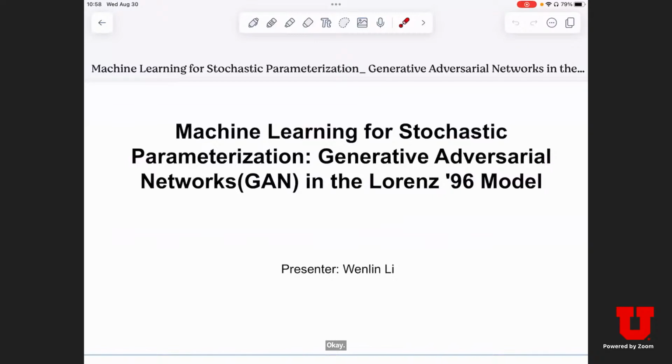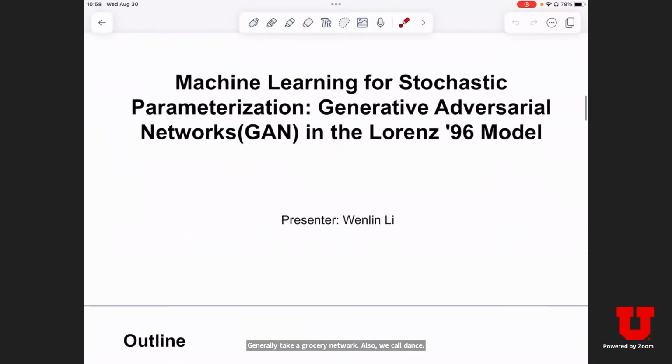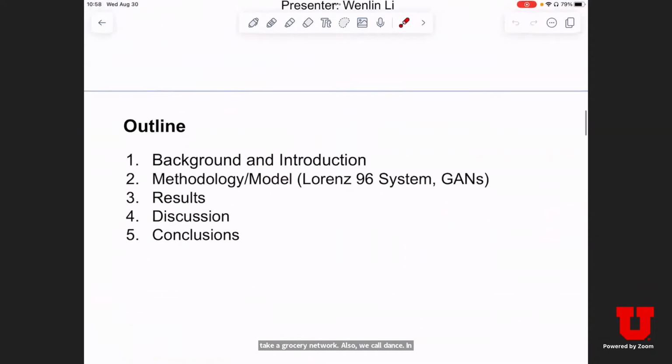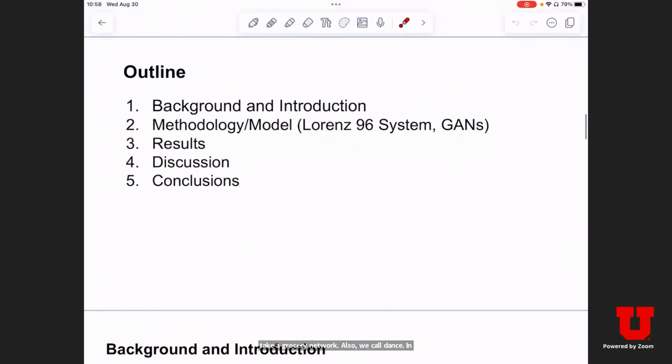Sorry, guys. The next paper is called machine learning for stochastic parameterization using generative adversarial networks, also called GANs in machine learning. Like the last paper, I will talk about the background and introduction, the models, results, discussion, and conclusions.